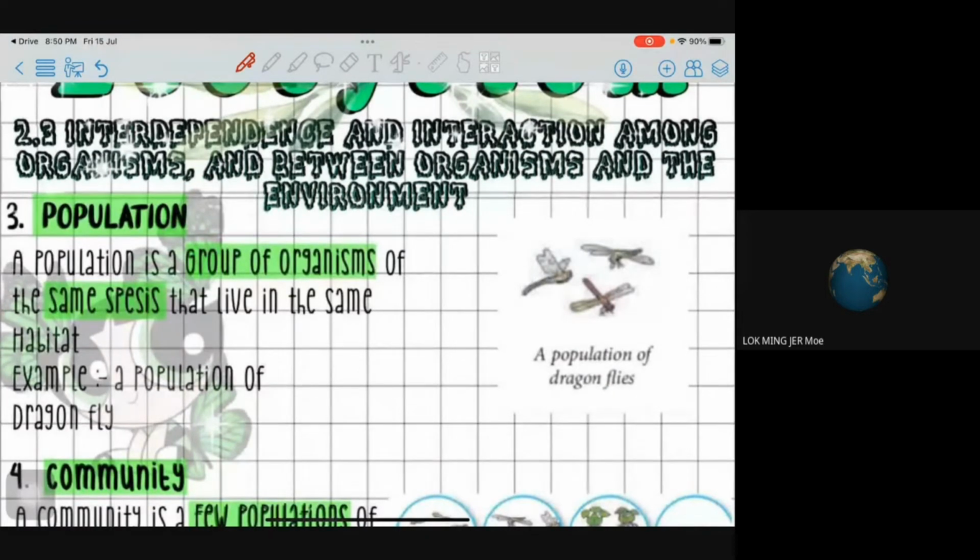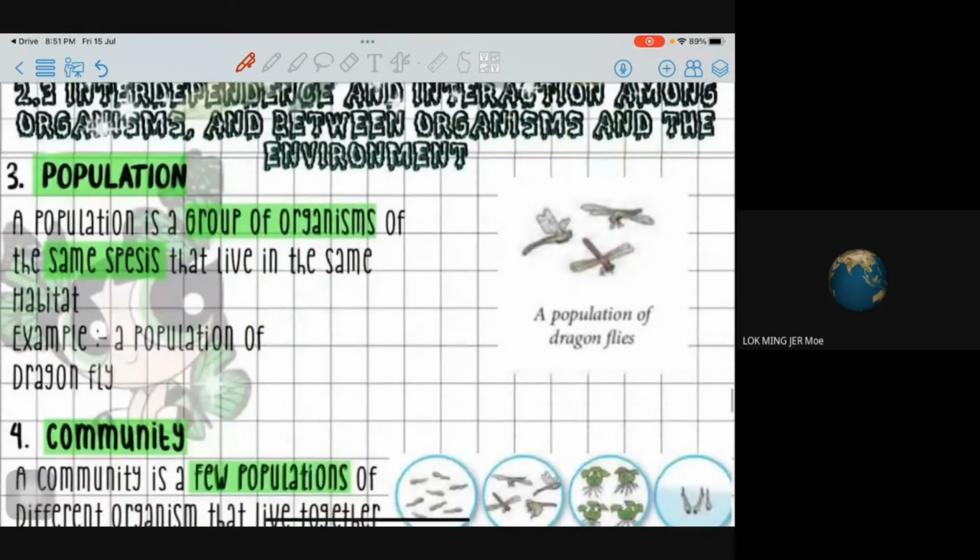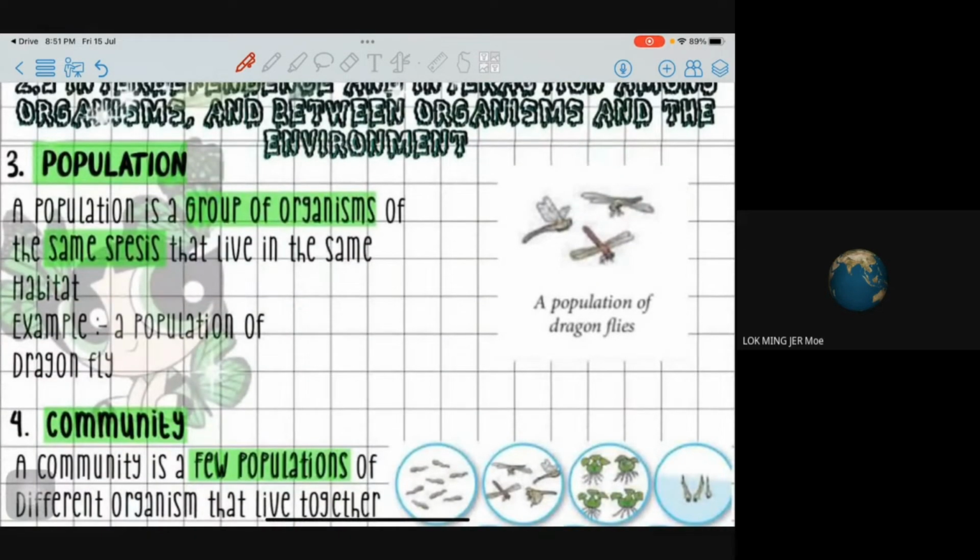Okay, move to population. So what is the difference between species and population? Population is a group of organisms of the same species that live in the same habitat. We call it population because they live in the same habitat. Same species in the same habitat.